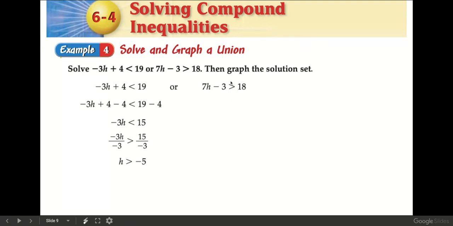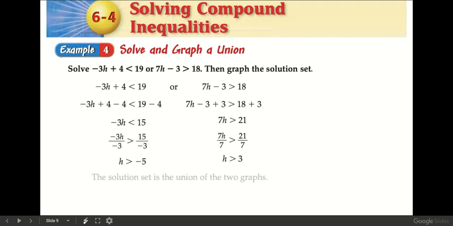Now let's go ahead and solve the other statement. Again, I'm going to start by trying to get the h by itself. So my first step will be to add 3 to both sides, right? These zero out. 18 plus 3 is 21. So 7h is greater than 21. Next step is to divide both sides by 7. And that would give me h is greater than 3. On this one, I divided both sides by a positive. That's why the inequality symbol stayed the same. So now I have my two inequalities. So h must be greater than negative 5, or h must be greater than 3.